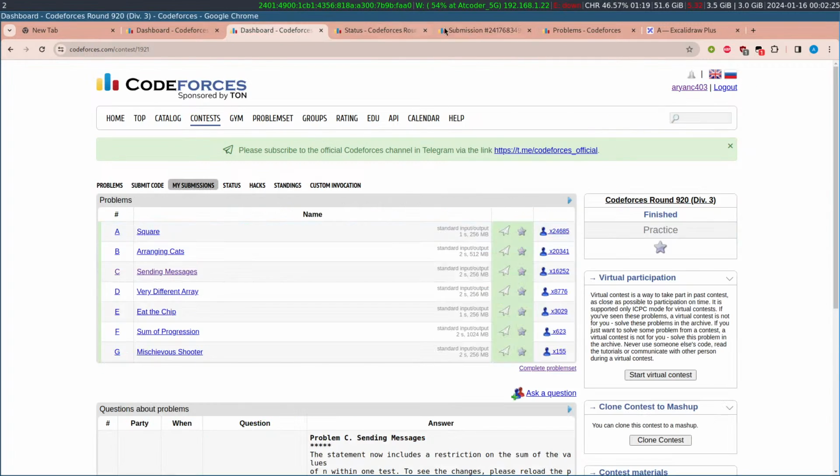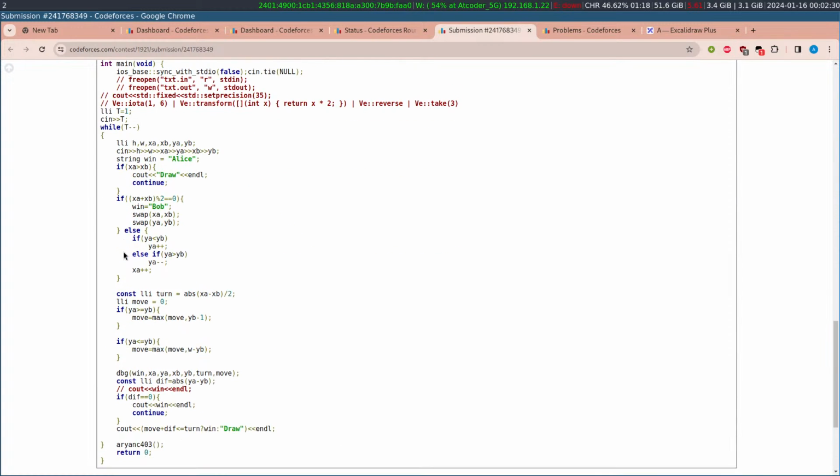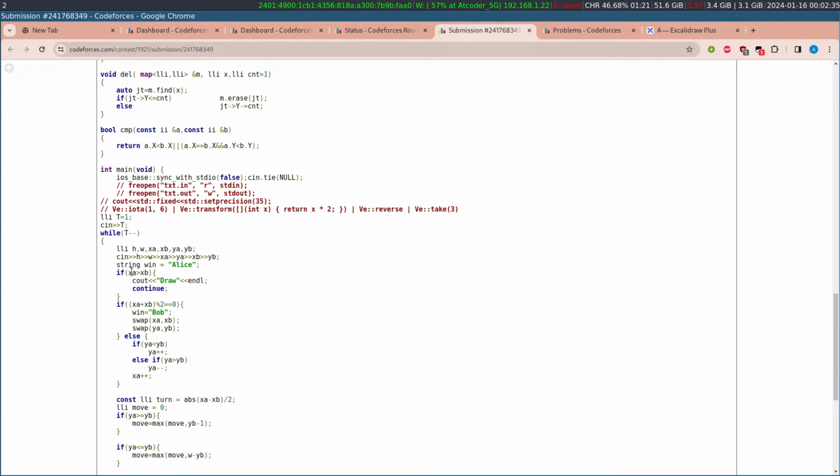Now I will move on to my code for this one. I tried to simplify things by reusing the code instead of adding a lot of if else. If initially xa is greater than xb, then xa would always increase and xb would always decrease, so they can never meet. It's a draw. Print it and continue.